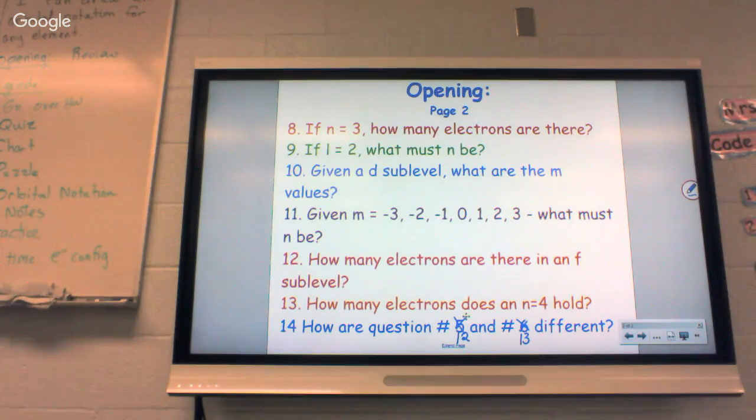What's the value of N? The principal energy level, quantum number. What energy level would you need to have an L equals 2?